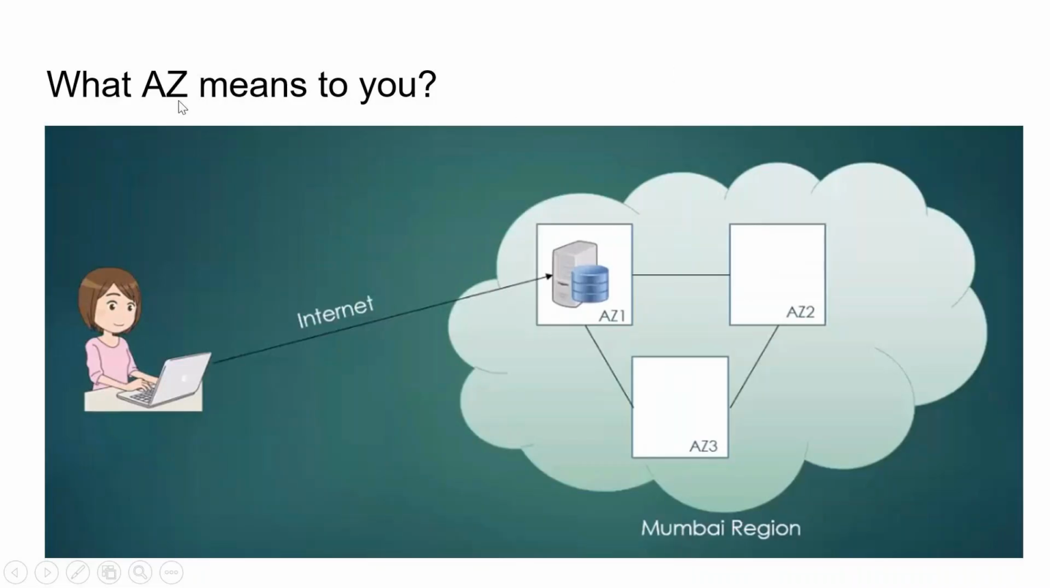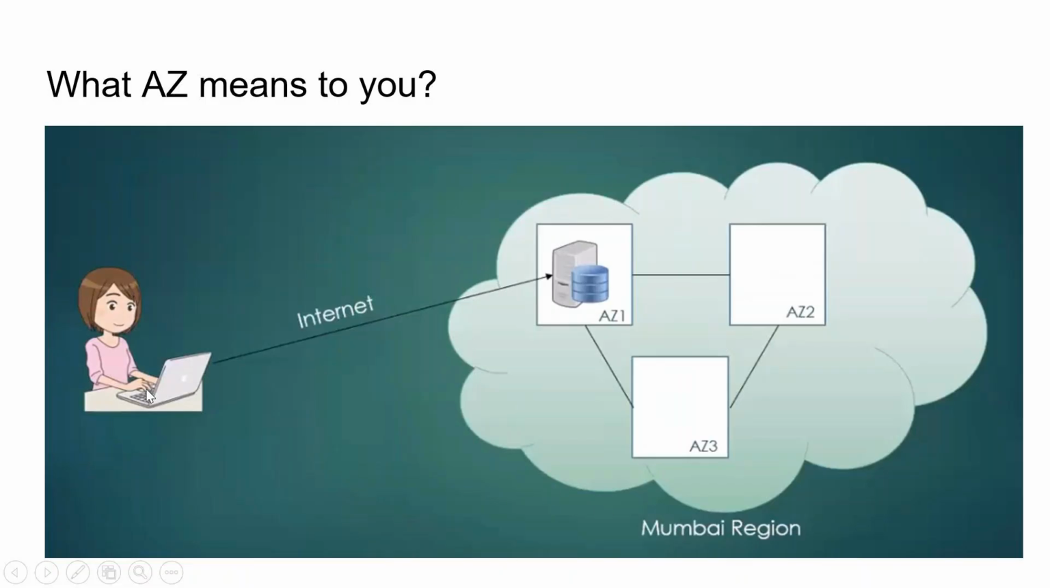So what does an AZ mean to you? What does an availability zone mean to you? You are sitting somewhere, and this is your local machine, your local laptop, and you are connected to the Mumbai region, and the Mumbai region has three data centers or three availability zones: AZ1, AZ2, AZ3, three different zones. And you have created a server, for example, on the cloud. That server can be created anywhere in the Mumbai region. First, you have to select which region you want to create the server in. Assume you have selected the Mumbai region.